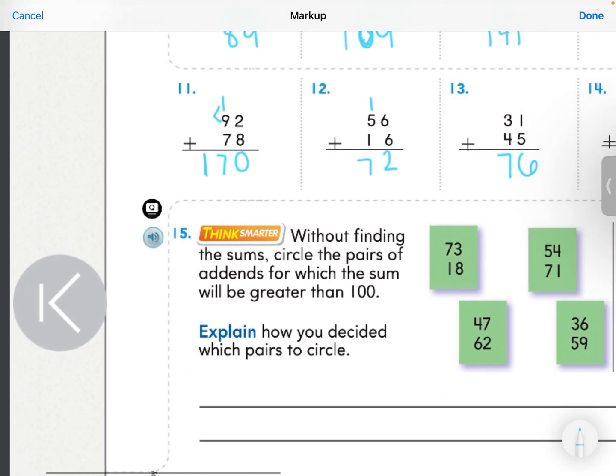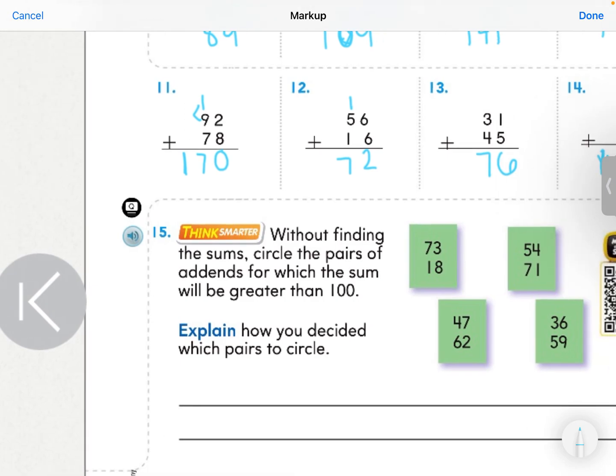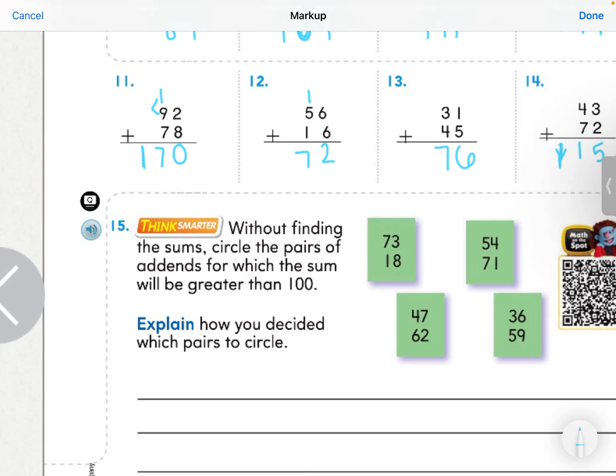Here's the word problem. I'm going to read the word problem out loud. I want you to go ahead and try to solve it on your own, and then check back with me to see if we solved it the same way. Without finding the sums, circle the pair of add-ins for which the sum will be greater than 100. Remember, the add-ins are what I add together to get my sum. So the sum is an answer to an addition problem. So just taking a look at the numbers that are in the green boxes, circle the ones that you believe will be greater than 100.